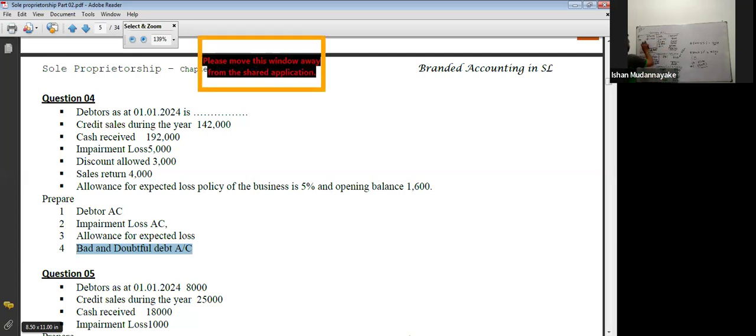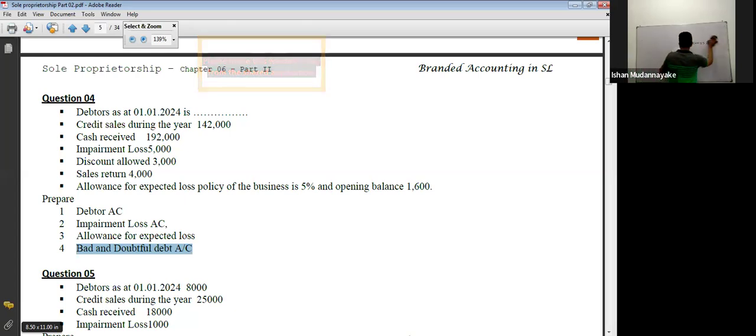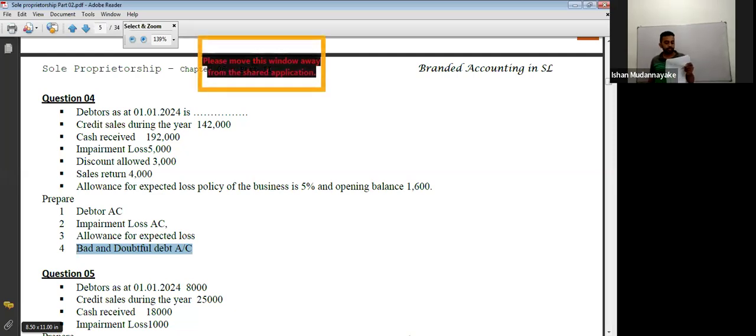Credit sales you will get 200,000. Cash received 192,000. Impairment loss 5,000. Discount allowed 3,000. Sales return 4,000. The allowance for expected loss policy of the business is 5% on opening balance, and the opening balance is 1,600.